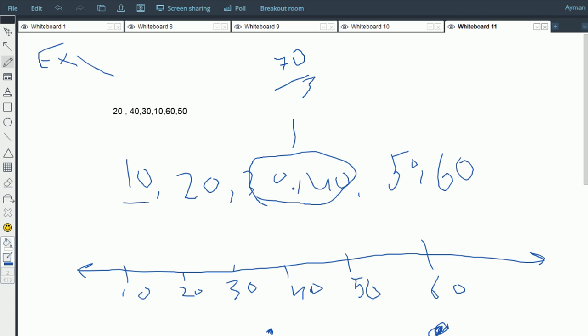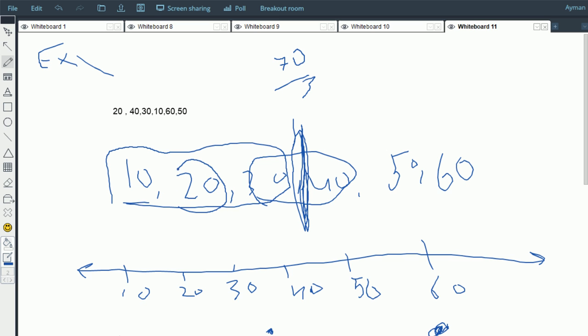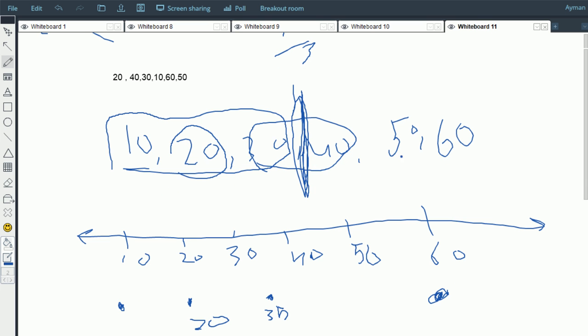Lower extreme 10, upper extreme 60. Then where are the lower quartile and the upper quartile? We will make it like that. How many values do we have here? Three values. The lower quartile will be 20, the number in the middle. And for the upper quartile, 40, 50, 60, it will be 50, the number in the middle.